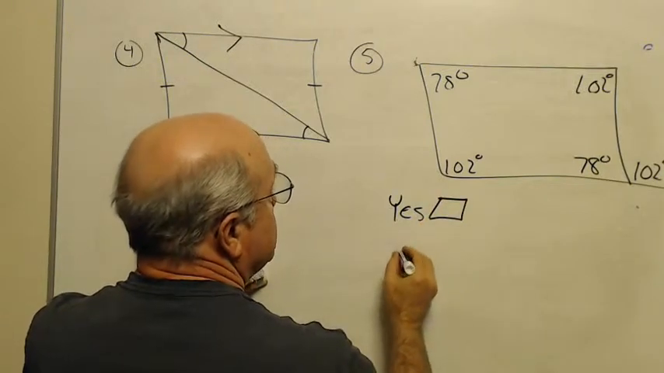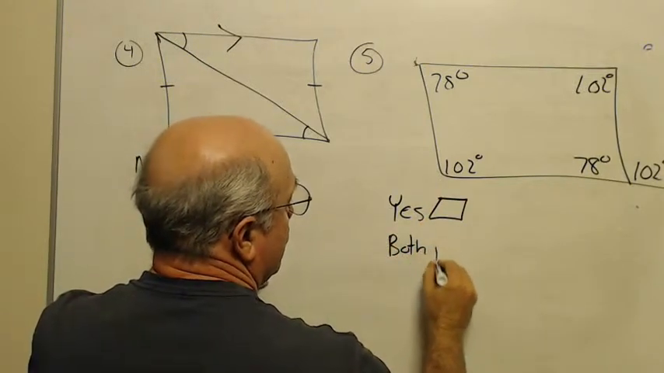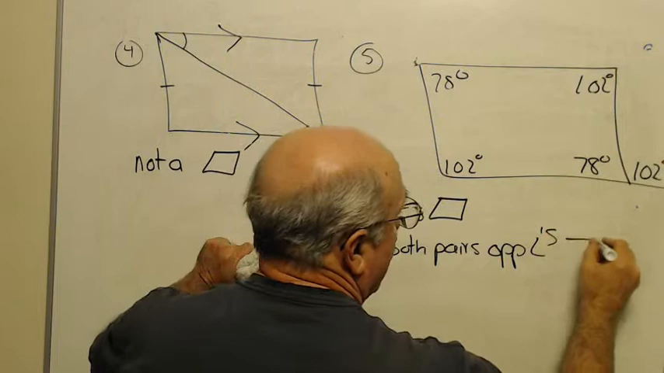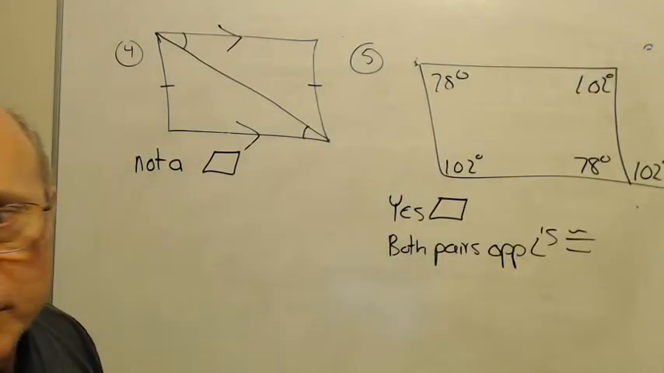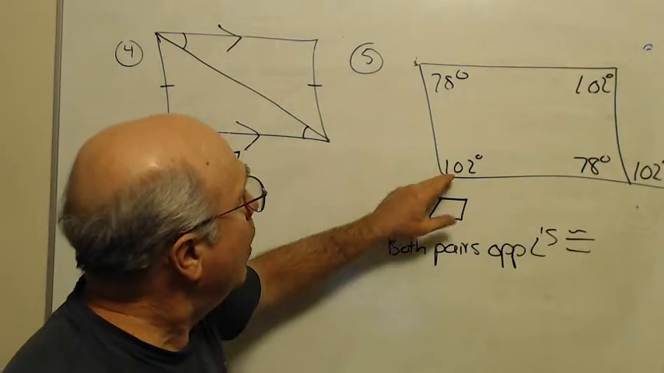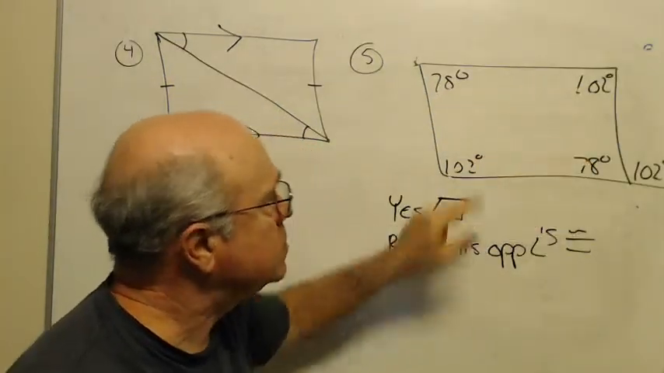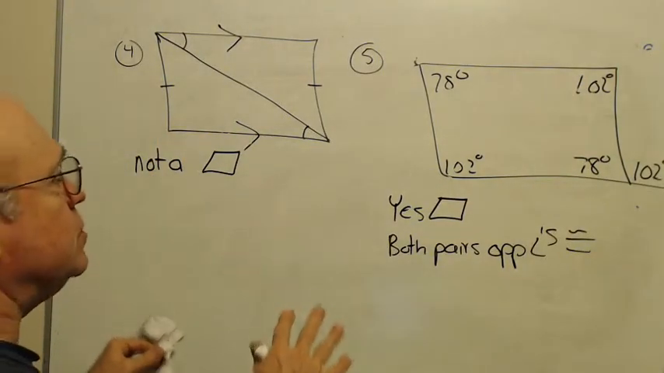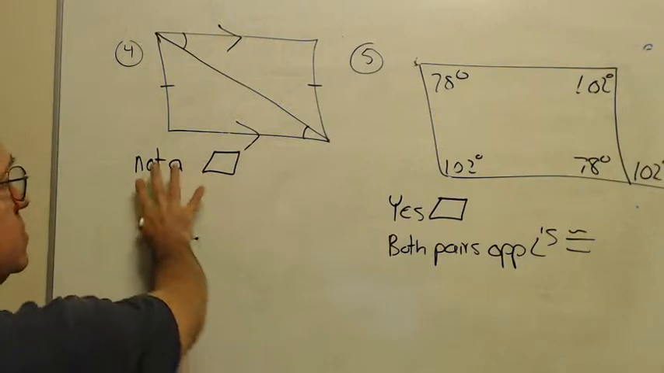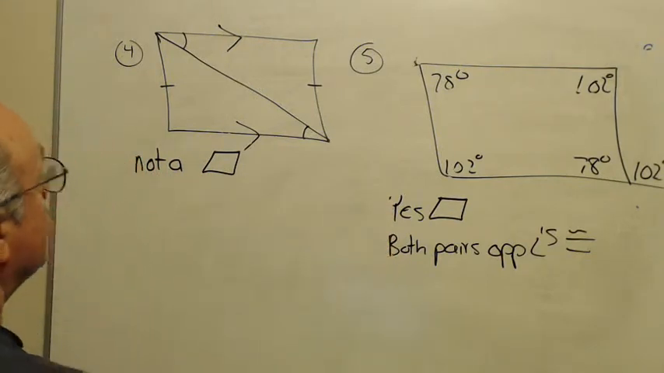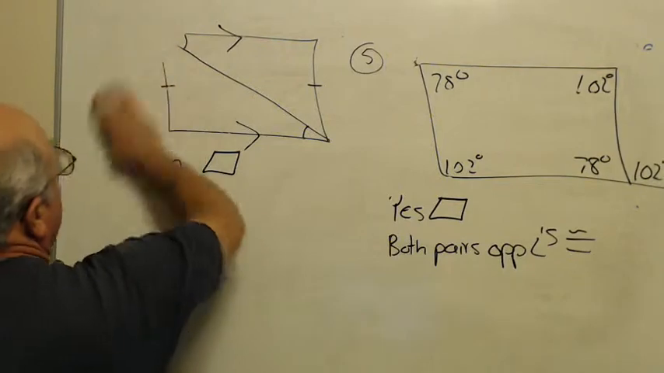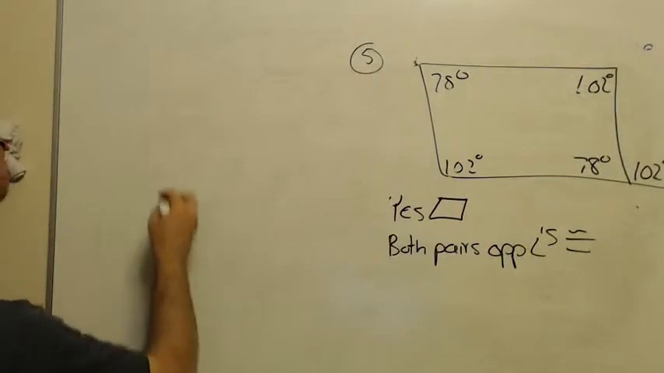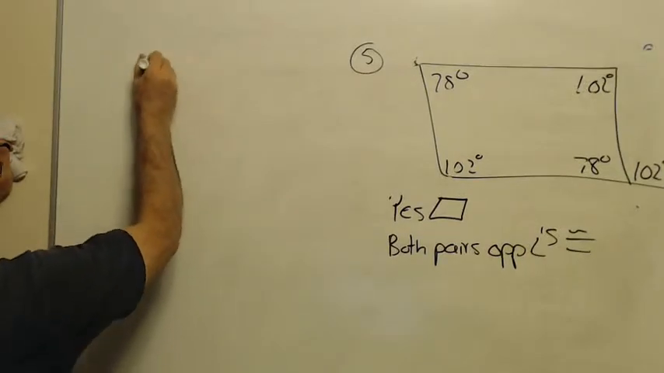And our reason is that both pairs of opposite angles are congruent. You might note that you could also use the rule that all pairs of consecutive angles are supplementary, so either one would work for this guy. Okay, so that's sort of the new type of problem, and when you're doing these problems, either it's going to be no or yes and a reason. Okay, the other type of problem in this section is really a throwback to last time. Number 6 is as good an example as any.